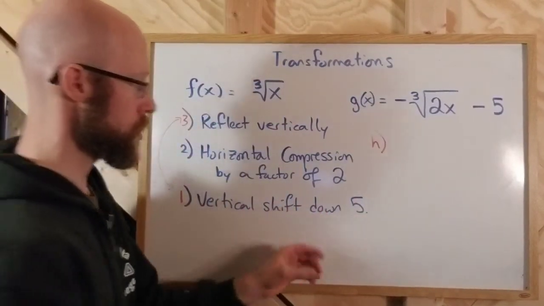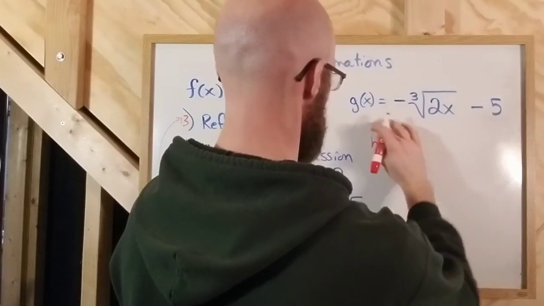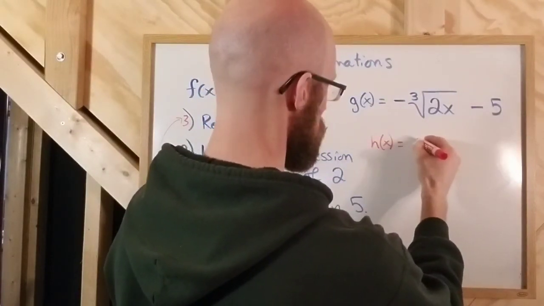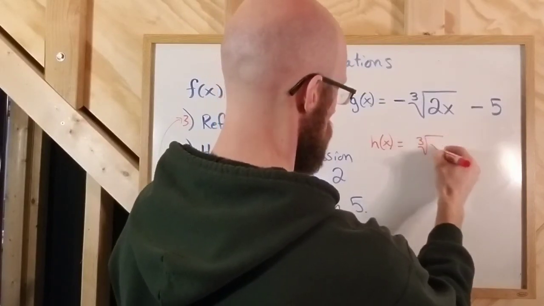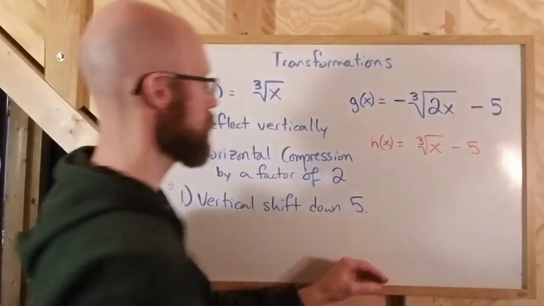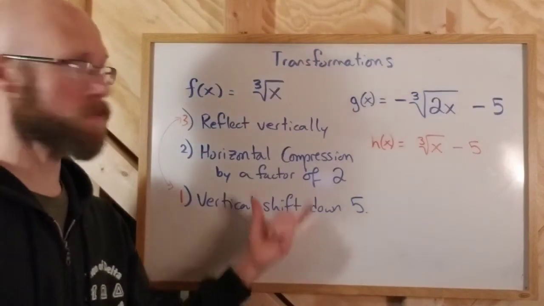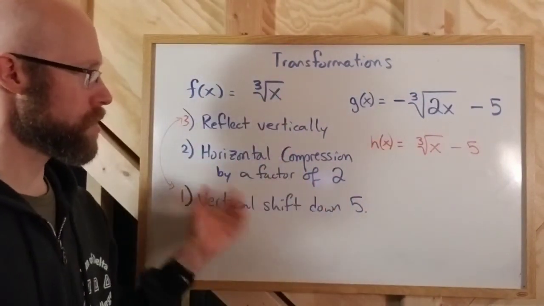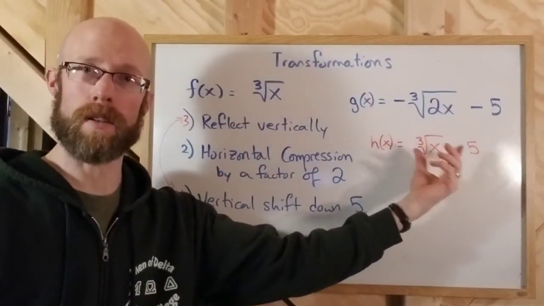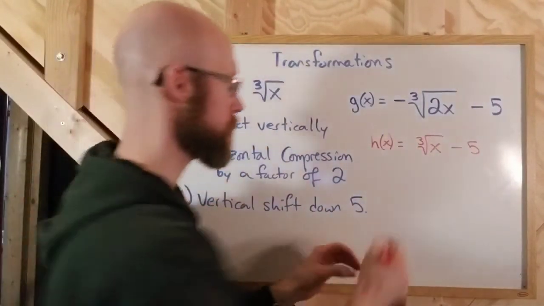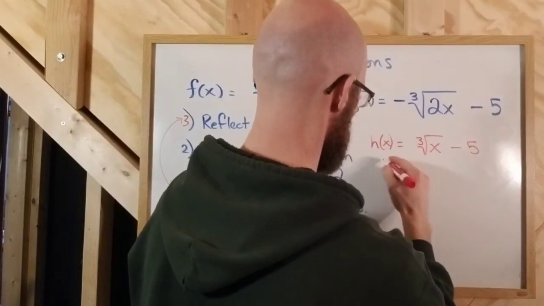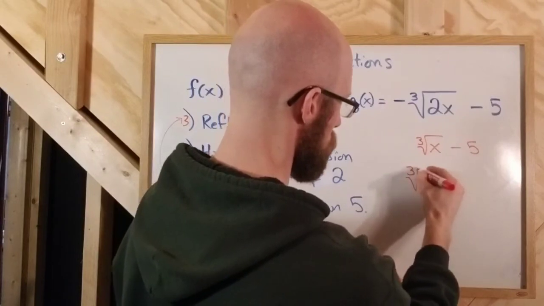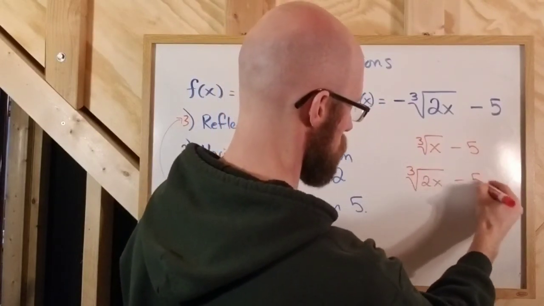So you do the vertical shift first. So h of x is going to be, well, first thing we do would be the cube root of x minus 5. Okay, that's your shift down from this one. You shift down 5. Then you do your horizontal compression, so you can do that inside, right, along with the x. So you replace the x with 2x. I'm just going to build this up. So the cube root of 2x and then minus 5.